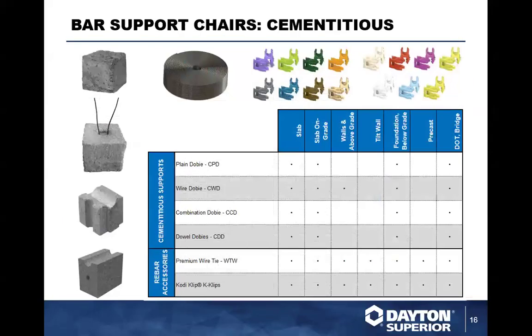Other items that we've had, we talked about the Dobies on the left-hand side here. We also get into any of the tie wire that can be used with it, 16 and a half gauge material. And then we also have our Cody clip for tying number 4s and number 5 rebar available. We've got our Cody Clip product manager on.